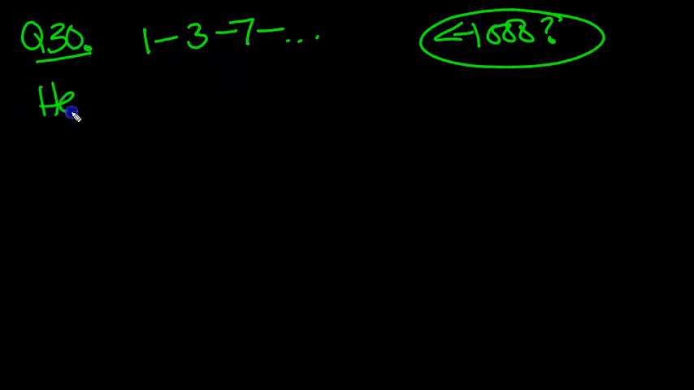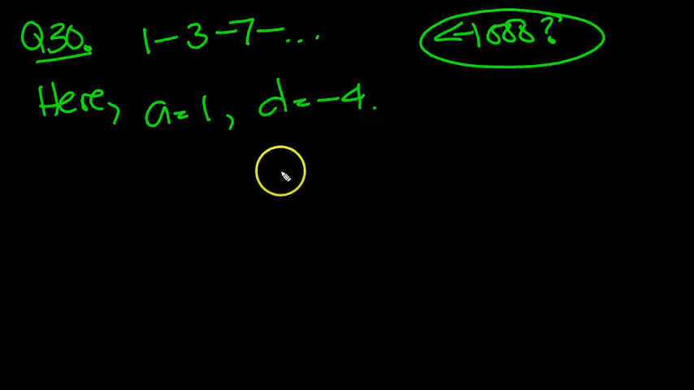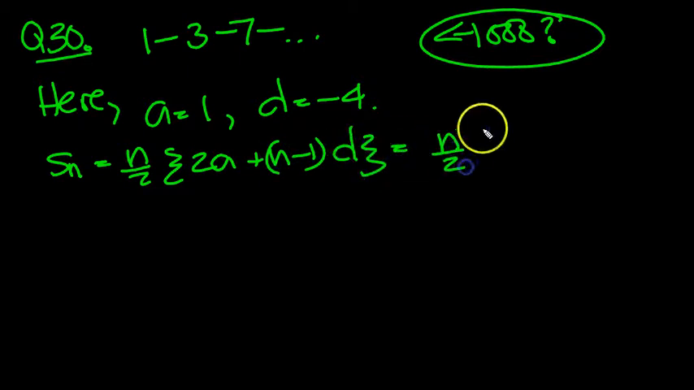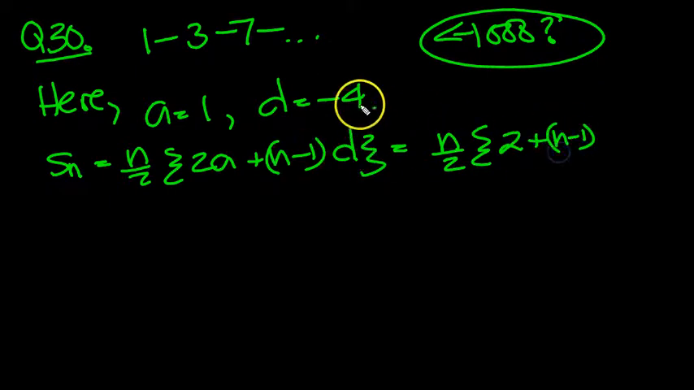So here, what have we got then? The first term is 1, and d, well, it's clear you're taking away 4 each time, aren't we? So Sn will be n over 2. Let's just write down the formula: 2a plus n minus 1 lots of d. Let's put in the values. 2 lots of a is 2 ones are 2. n minus 1 lots of d, which is minus 4.